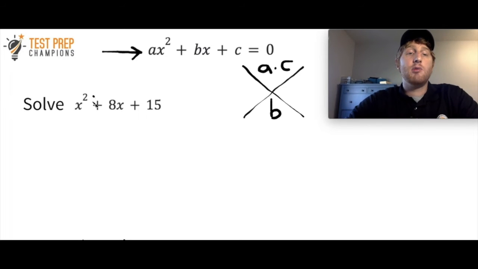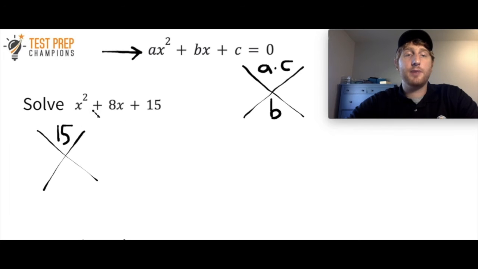Okay, so what we want to do here is start off just like we always would, right? What is A times C? In this case, I've got 1 times 15, so I'm just going to put 15 up here. So that's the first step. Multiply A and C together.